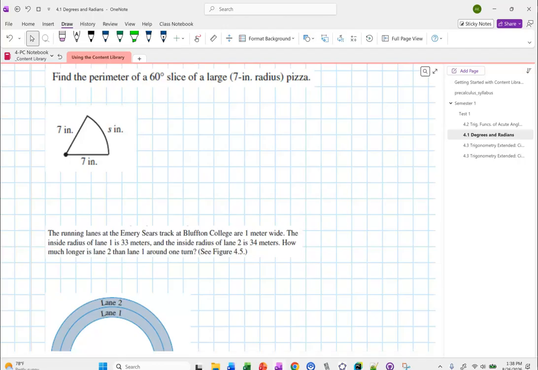This first example says, find the perimeter of a 60-degree slice of a large pizza. So when we hear the term perimeter, what does a perimeter mean? What are we asking for if we're looking for a perimeter? Just in words. It's the distance around, right? The outside border. Everybody's okay? So if I look at this picture, my perimeter would be 7 plus S plus 7. Everybody agree?